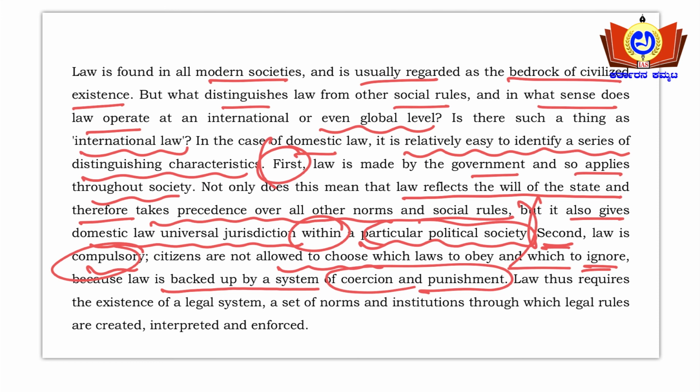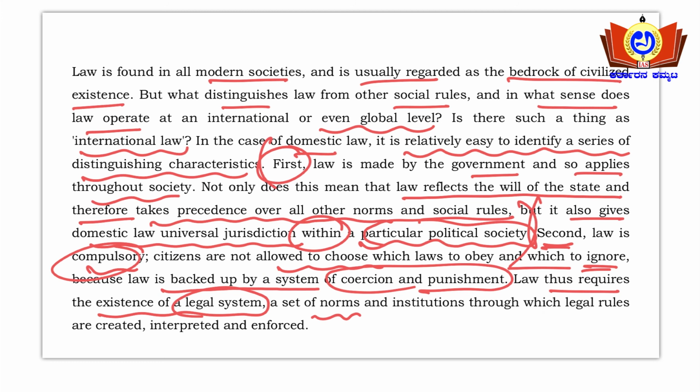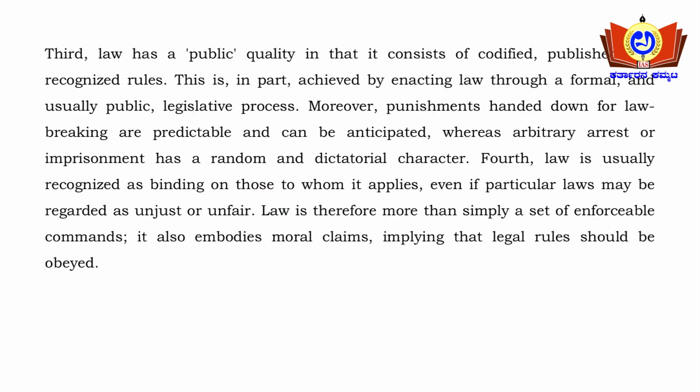There is a punishment also prescribed for that. Okay, law thus requires the existence of a legal system, a set of norms and institutions through which legal rules are created, interpreted and enforced. Okay, third, law has a public quality in that it consists of codified, published and recognized rules.